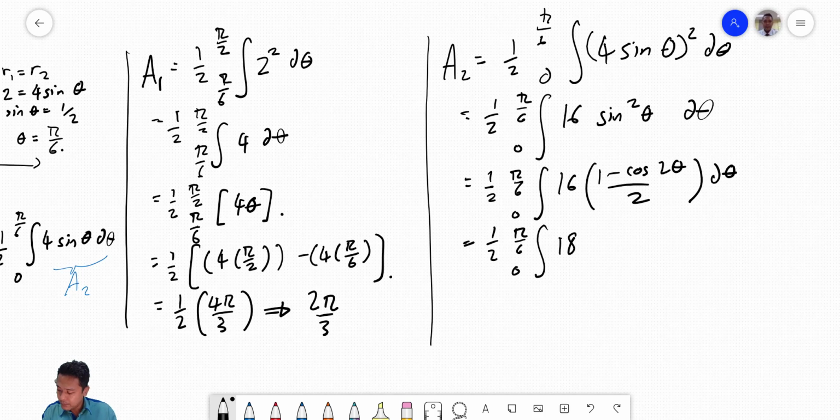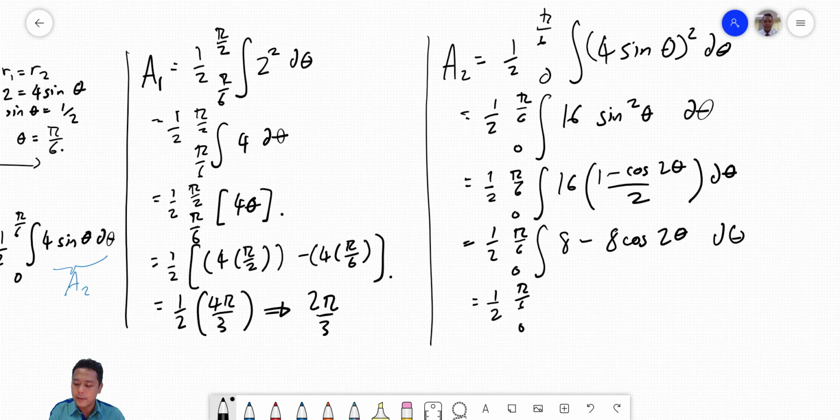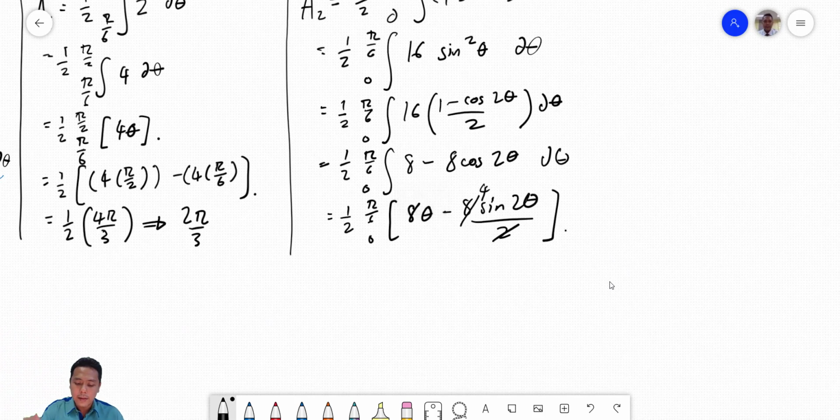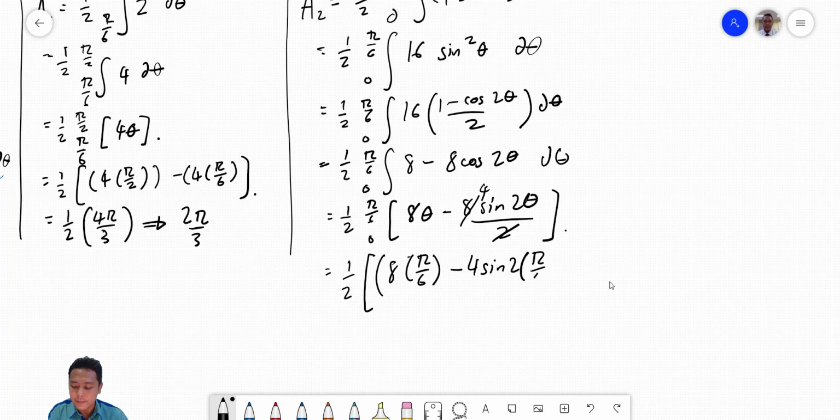Becomes 16, 8 minus 8 cos 2 theta. Then you can integrate. This one becomes 8 theta. Integrate cos becomes sine, 8 sine 2 theta. The existence of double angle needs to divide by 2, becomes 4 sine 2 theta. Replace the value, starting with pi over 6, minus 8 times 0 minus 4 sine 2 times 0. Close.